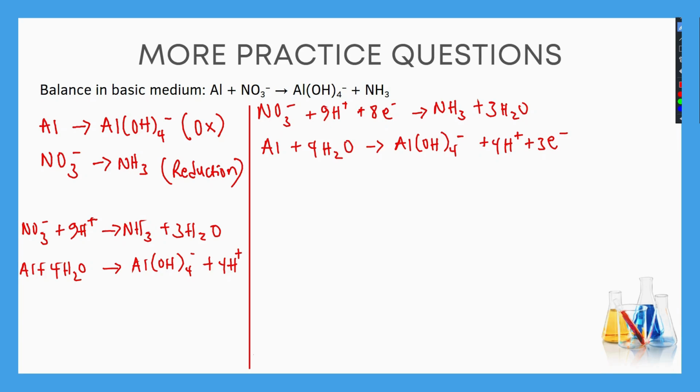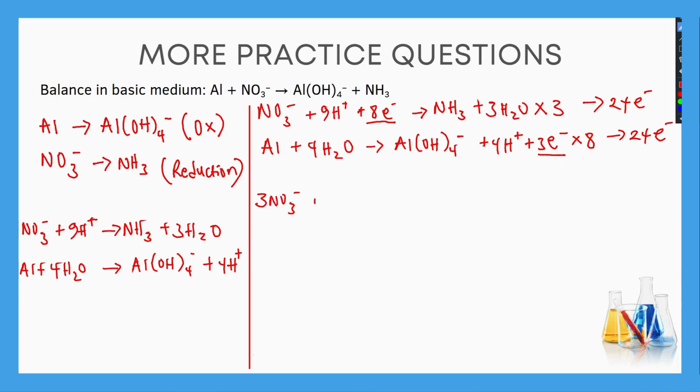At this point, we want to balance electrons in both reactions. In the first reaction, we have 8 electrons. In the second reaction, we have 3 electrons. How do we make the two of them equal? We can do that by simply multiplying the first equation by 3 and the second equation by 8. That way, we're going to have 24 electrons in both equations. So let's do that very quickly.